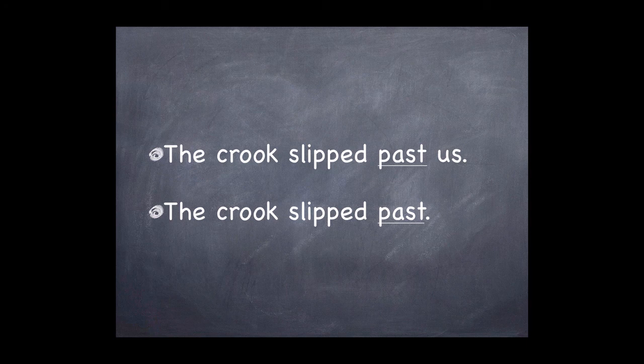The crook slipped past us. We have a pronoun after the preposition, and therefore past in this case is going to be a preposition. But if we say something just like the crook slipped past, now past has no object, and therefore in this case it's going to be an adverb. So that's the way to differentiate between a preposition or adverb. A preposition has an object, an adverb does not.